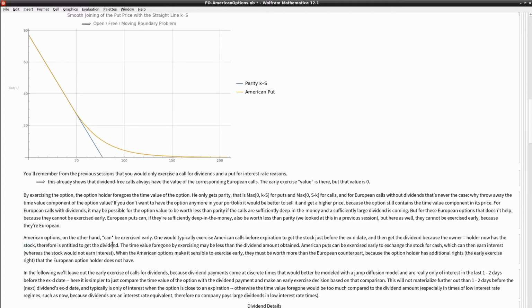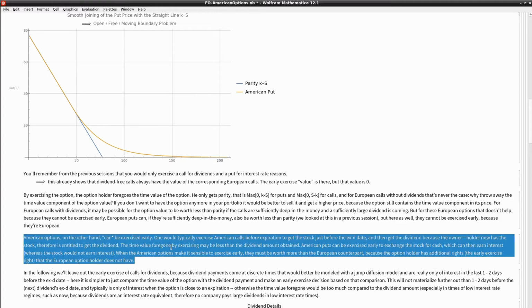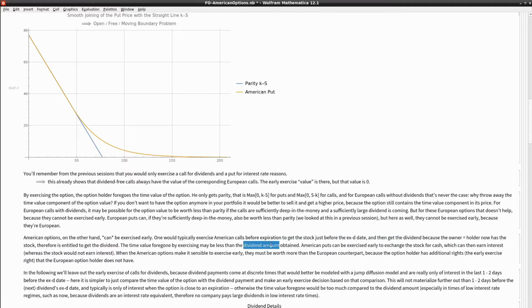The time value foregone by exercising may be less than the dividend amount obtained. That's important to realize. It's not always sensible to exercise the American call early.